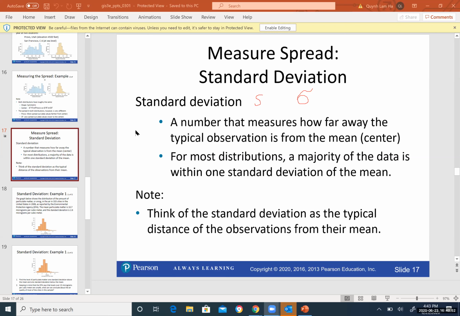Standard deviation is what? Actually, standard deviation is just a number. We have to compute that. All the technology will compute it. It is a number that measures how far away the typical observation is from the mean. For most distributions, the majority of the data is within one standard deviation of the mean. So we think of the standard deviation as a typical distance of the observations from the mean, right? So here is a good slide for you to understand standard deviations.